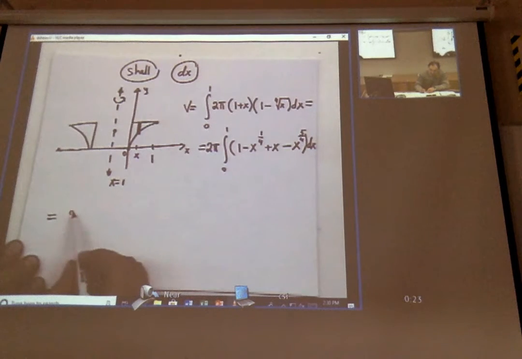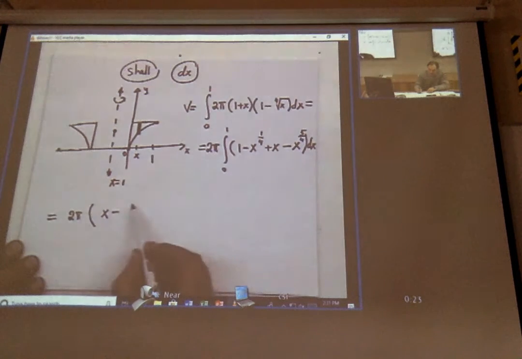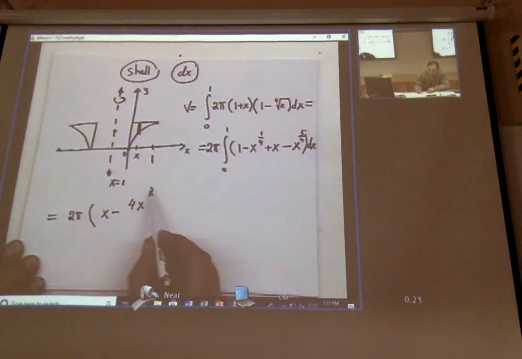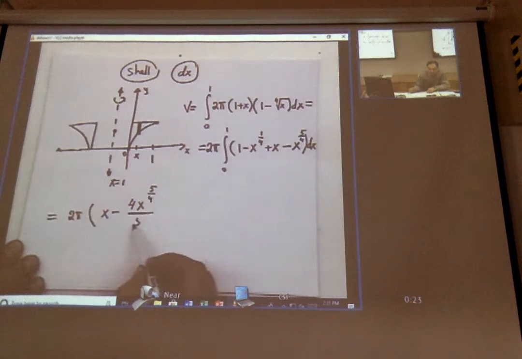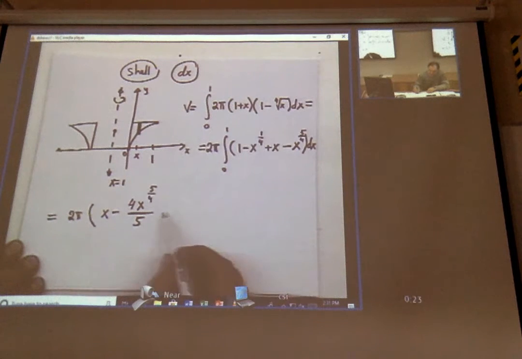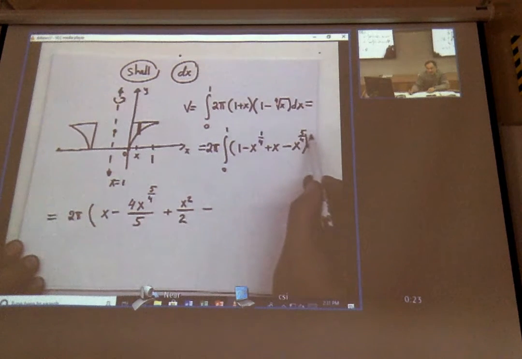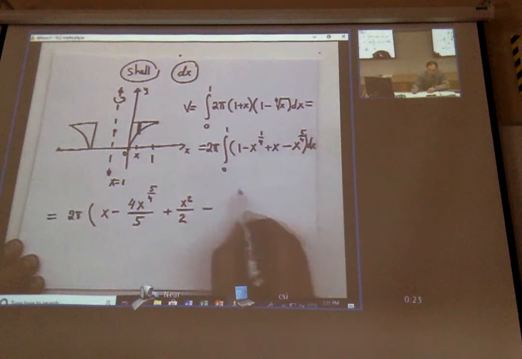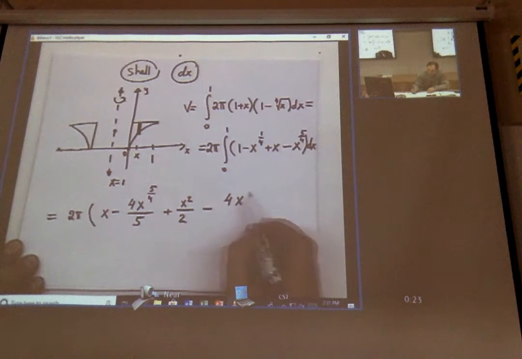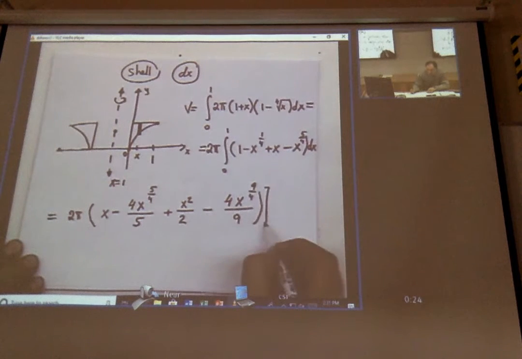So 2 pi, going with antiderivative, so we have x minus, here we have 4x to 5 over 4, whole thing over 5, right? Plus x squared over 2 minus, we add 1, so we get what, 9 over 4, right? So this will be 4x to 9 over 4 and over 9, and from 0 to 1.